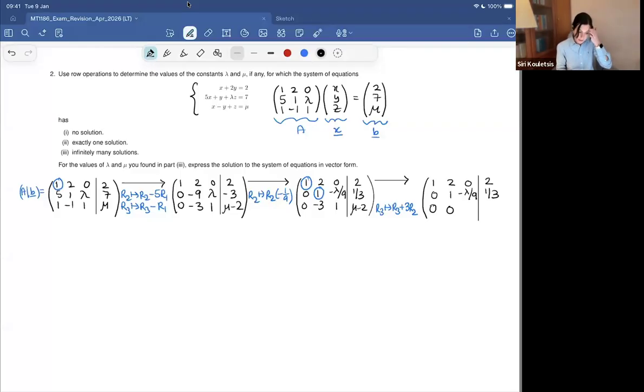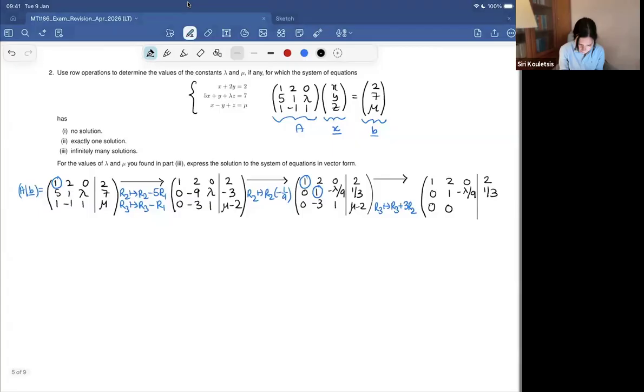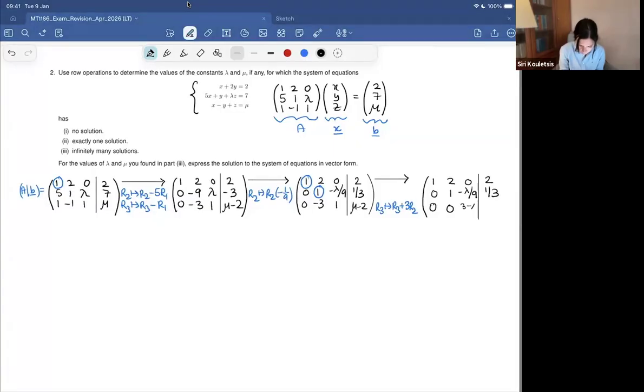Okay, then we have 1 minus 3 lambda over 9. One way to write the result is just 3 minus lambda over 3, like this here. And then mu minus 2 plus 1, that's mu minus 1, like this here. And now for the purposes of analyzing, we are going to stop here.